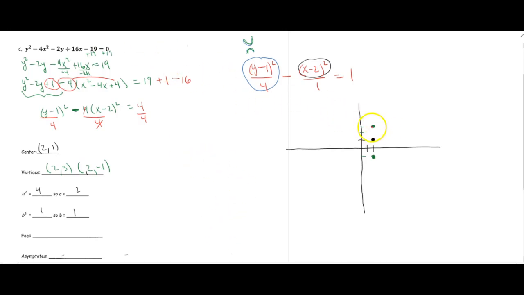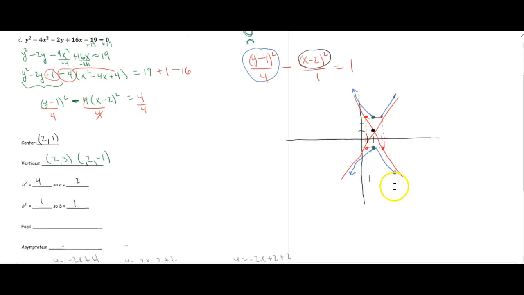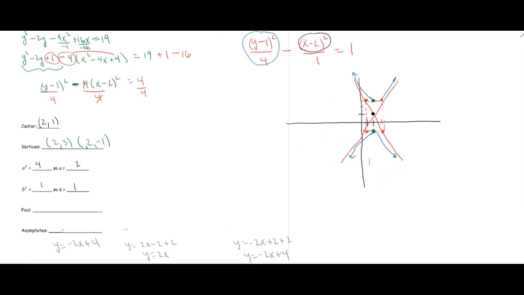Now if I use the b in this case, if b is 1, I'm going to go right 1 and left 1, and I'm going to build that rectangle again. When I build that rectangle, now I can draw these asymptotes in. But remember, we said a minute ago, since y is written first, we know it's going to open up like this and down like this.